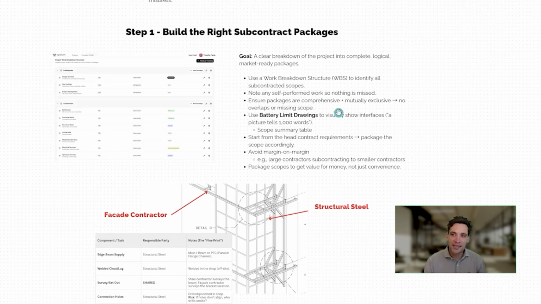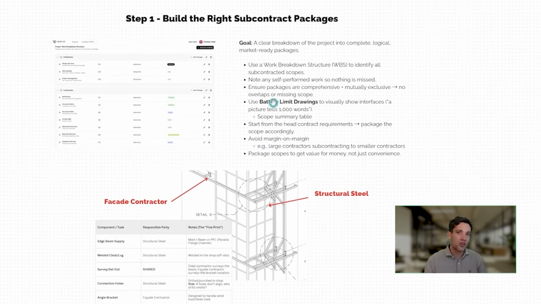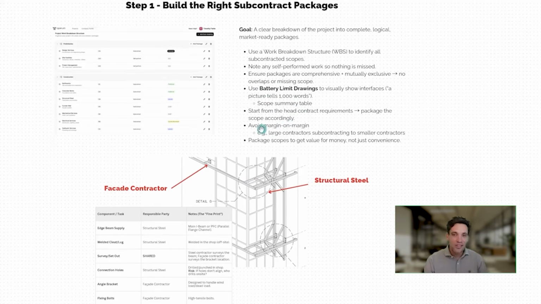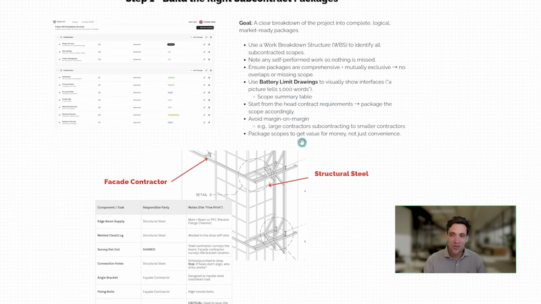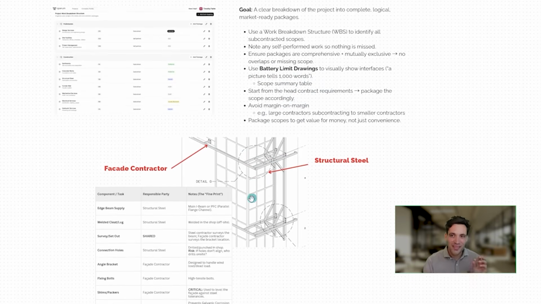When we create this package list, the goal should be to have these packages comprehensive and mutually exclusive. There shouldn't be overlapping scope and there shouldn't be missing scope. Missing scope is going to end up with a variation during construction. Overlapping scope is going to result in us double pricing and artificially inflating our price. Now, the way I like to do this, and once you start using it, it'll change your life forever, are battery limit drawings and scope interface summary.